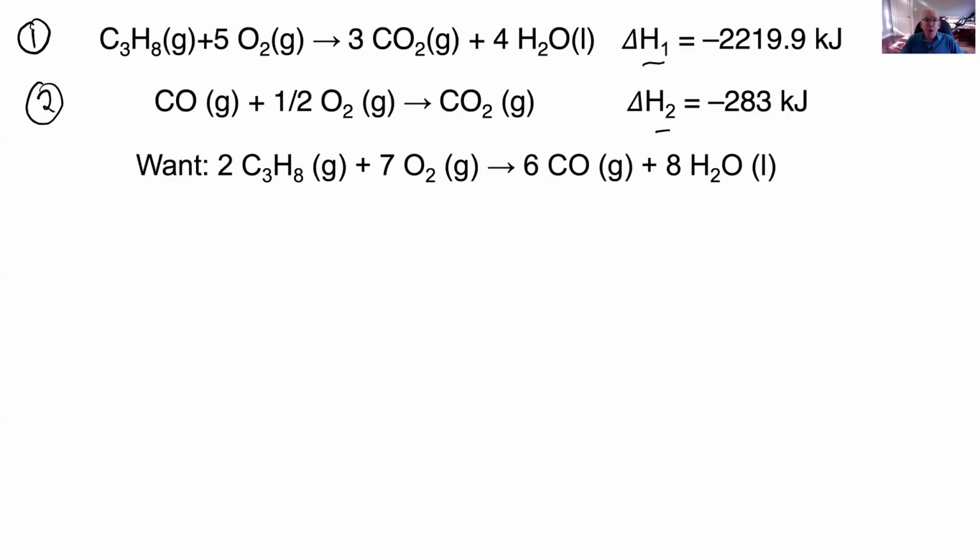So what I want to do is find a way to add, subtract, and multiply things with those equations. I want to make a linear combination of those two equations that adds up to the reaction I'm trying to get. Whatever I do to the reactions to get that to work out, I'm going to do the same thing to the heats of formation. So here's how that looks.